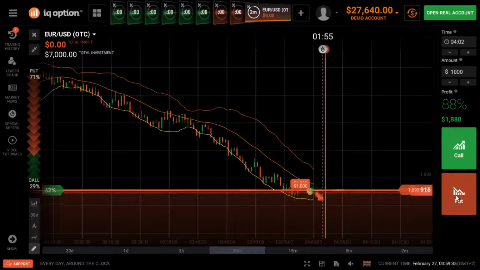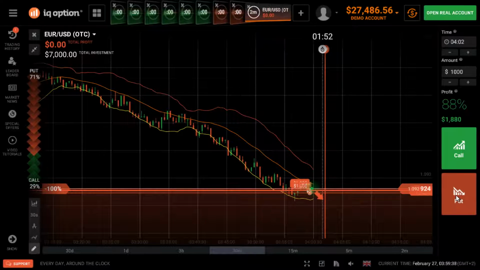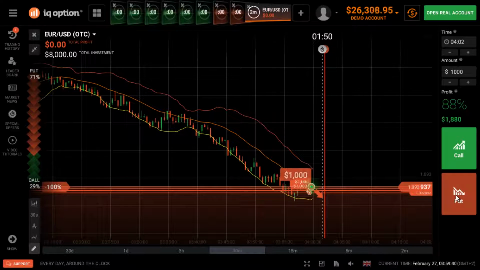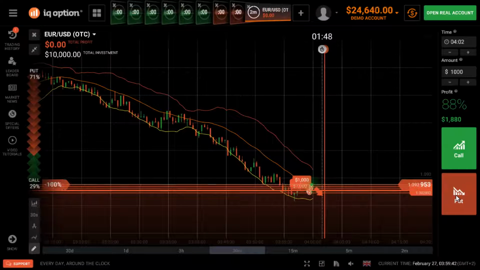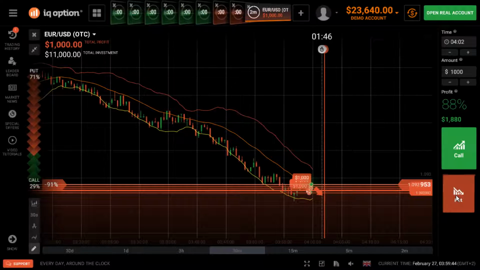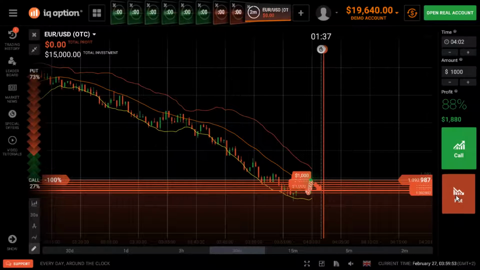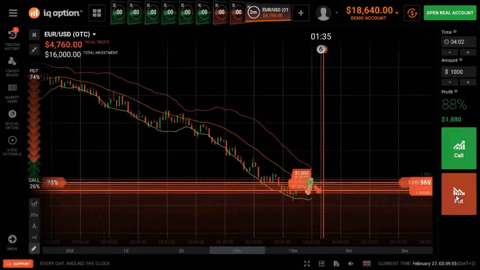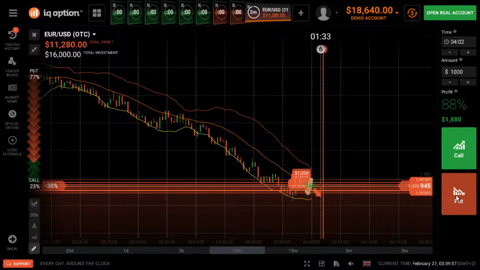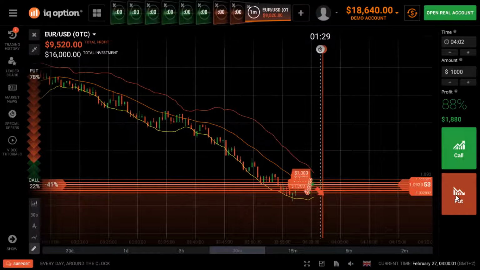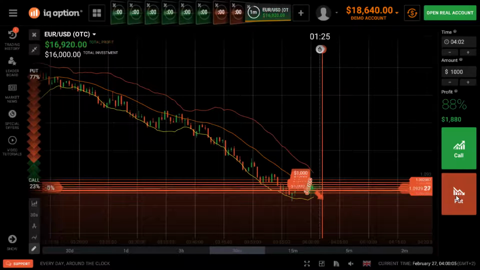I've been trading, I think, almost 25 minutes now, or over 20 minutes. So I may stop and take a break after another couple of trades. So this is another $16,000 trade.